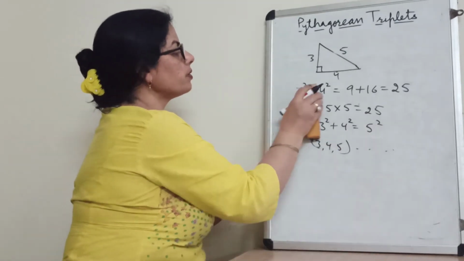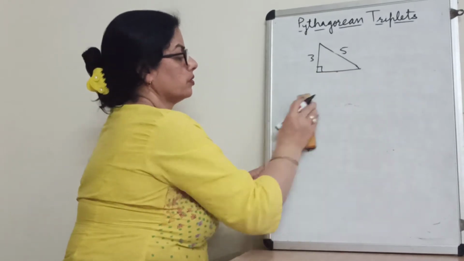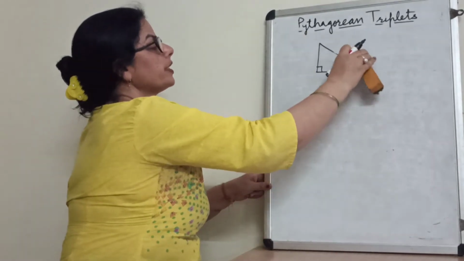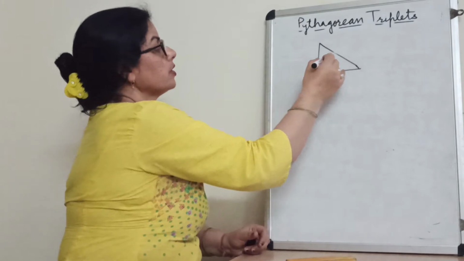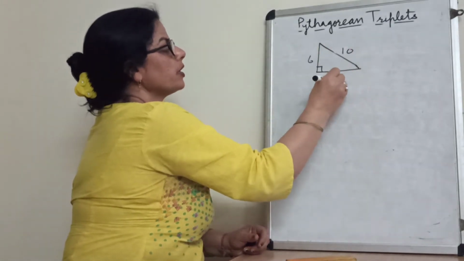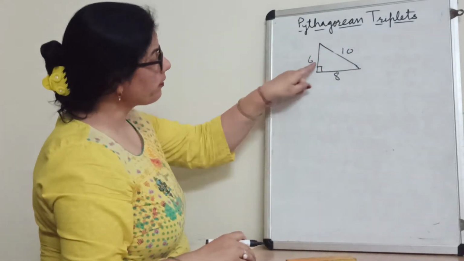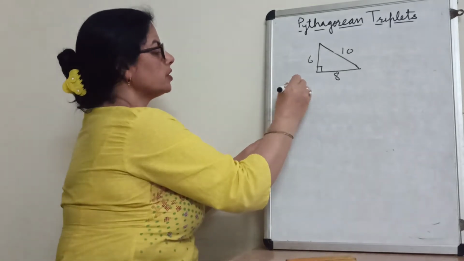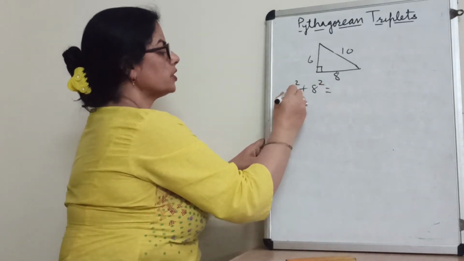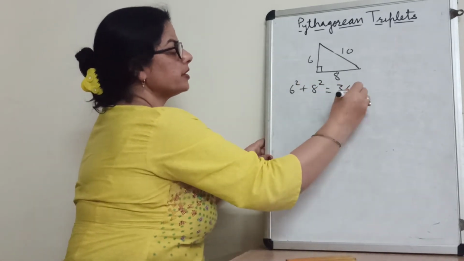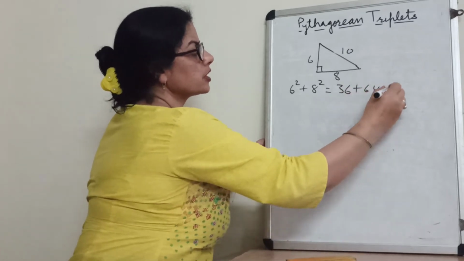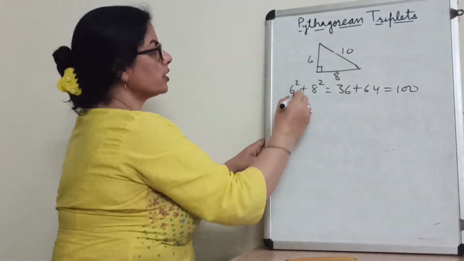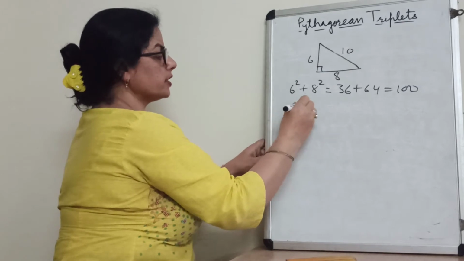Let us consider one more. Let us take the sides of the right triangle as 6, 8, 10. 10 will be here, and 6 and 8 you can write anywhere. First we will find the sum of squares of these, 6 square plus 8 square. 6 6s are 36, 8 8s are 64. 36 plus 64 is 100. Now consider the square of the third side, that is 10 square.